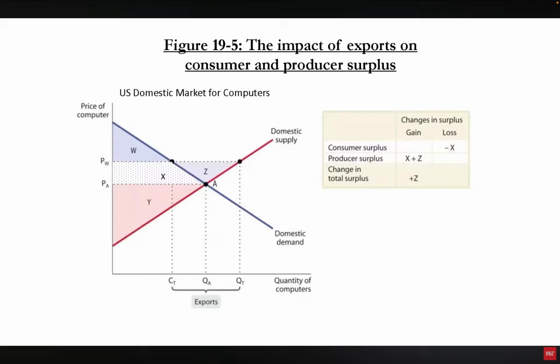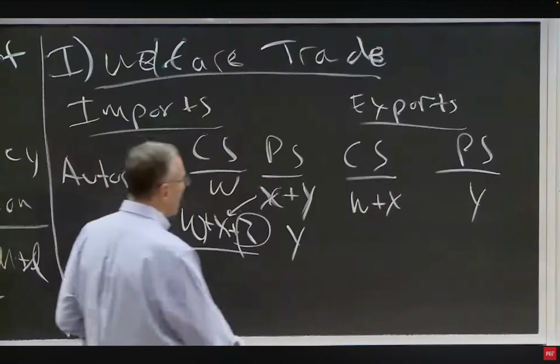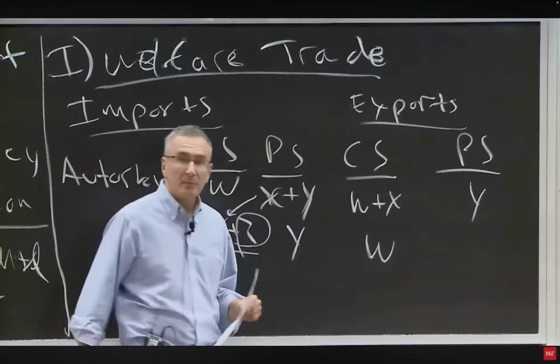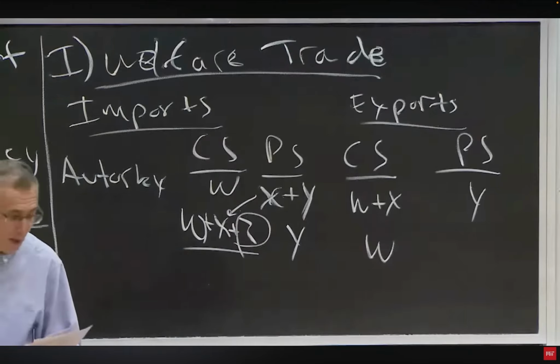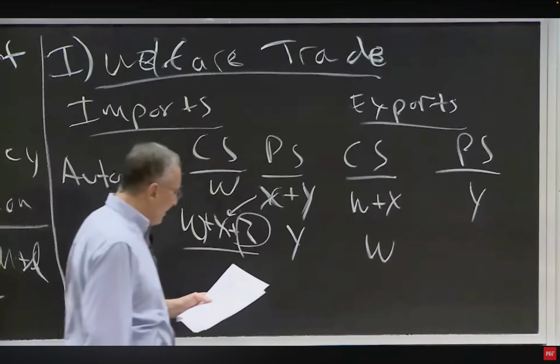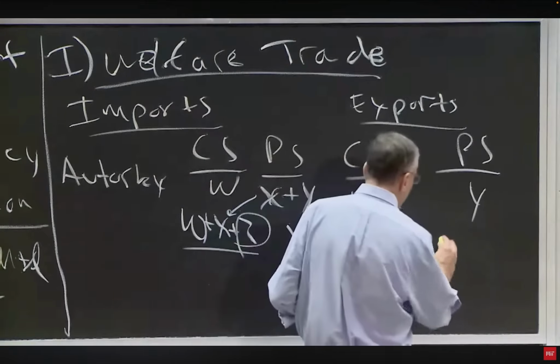Now what happens under trade? Well, under trade, you move from PA to PW. So consumer surplus shrinks. It's only W. Consumers aren't getting as much surplus because they're paying more for computers. But what's producer surplus now? Well, it's X plus Y plus Z.